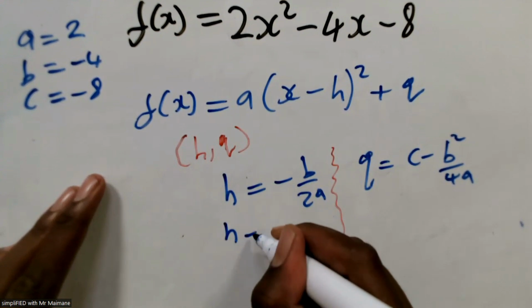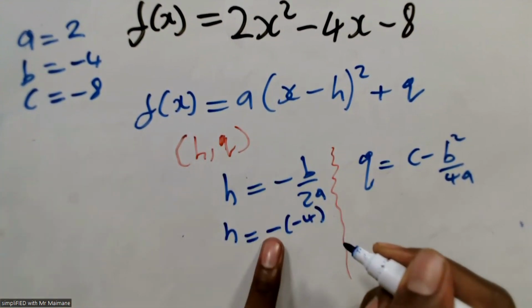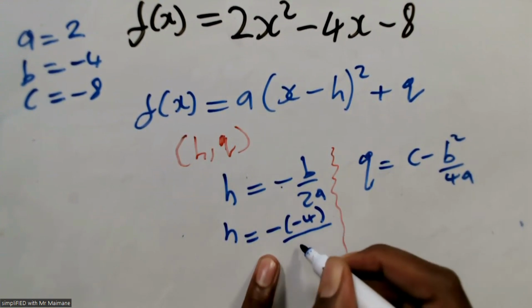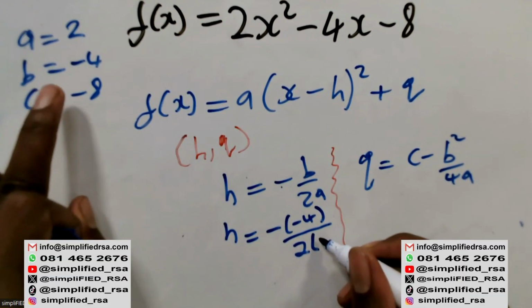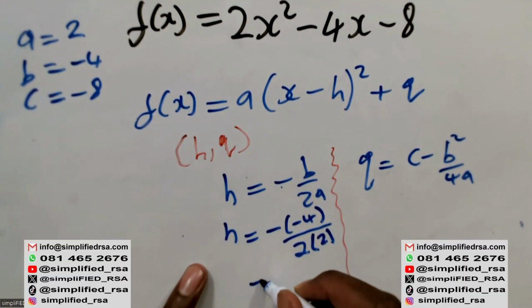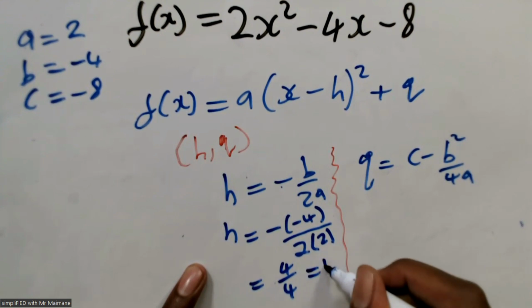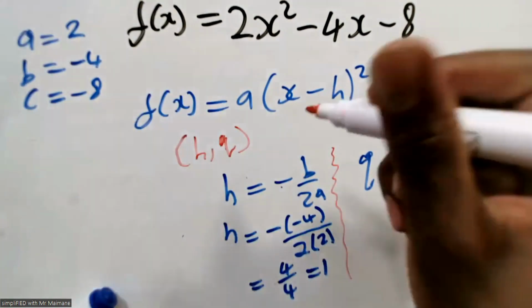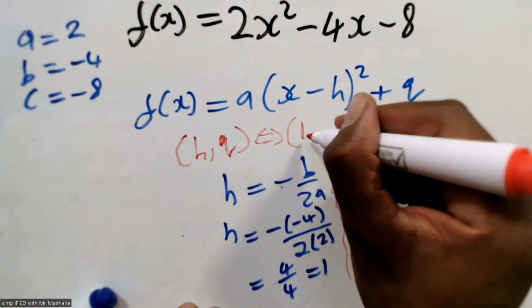So h is going to be minus b. So b is minus 4, so the equation comes with a negative. So it's minus minus 4, all over 2a, where a is 2. Therefore, this is going to be 4 over 4, which is indeed 1. Meaning here, our vertex for the h value, we get 1.